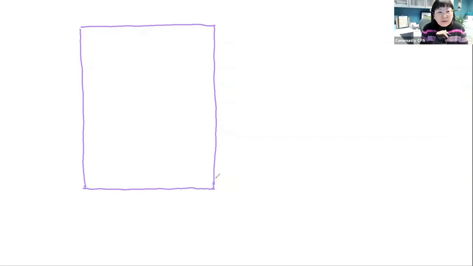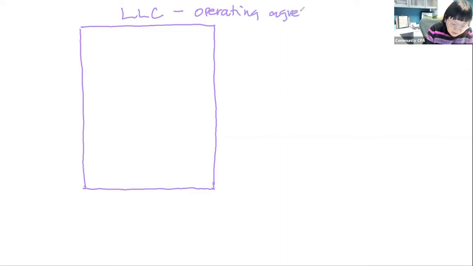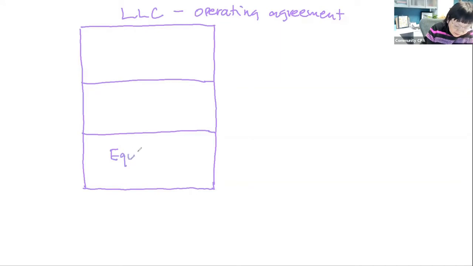So one of the reasons people like to have a LLC is flexibility in structure of partnership within LLC. So this is your LLC, right? And inside of your LLC, when you do your operating agreement, you have three things that you ultimately need to decide. One is your equity, one is your profit, one is your loss.